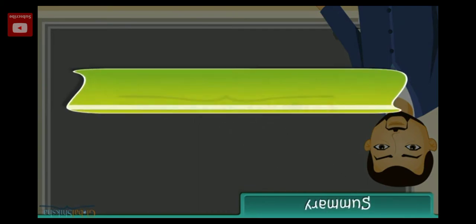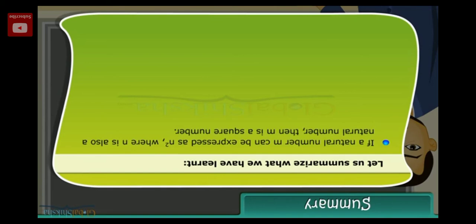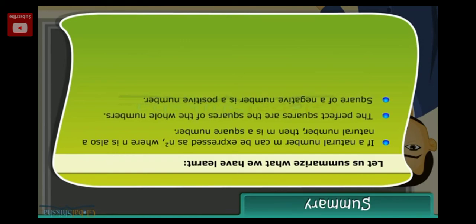Summary. Let us summarize what we have learned. If a natural number n can be expressed as m squared, where m is also a natural number, then n is a square number. The perfect squares are the squares of the whole numbers. The square of a negative number is a positive number. The square root is an inverse operation of squaring.